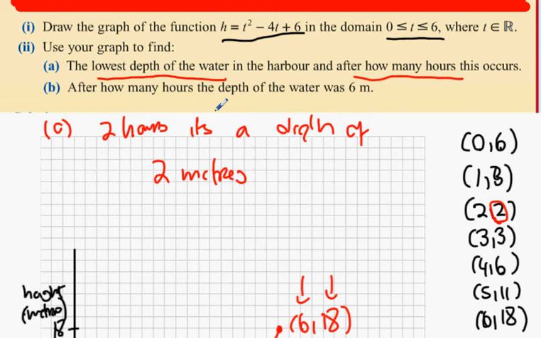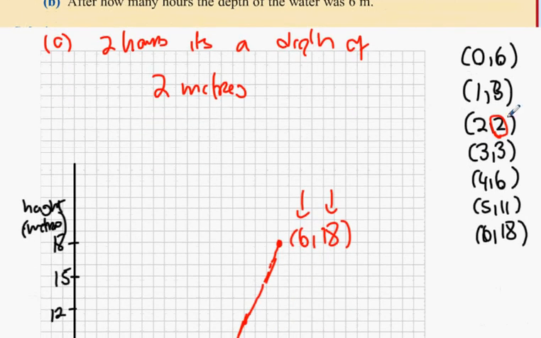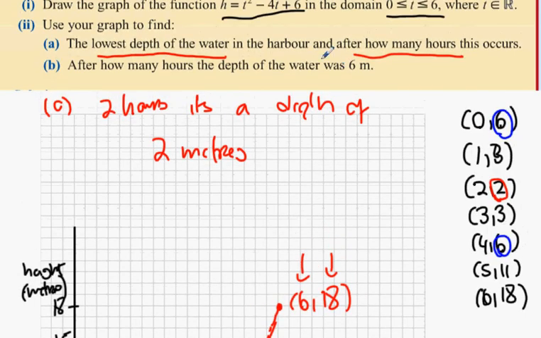After how many hours was the depth of the water 6 meters? 6 meters, we can see it here, can't we? It was 6 meters here and here. 0 and 4. So it was 4 hours. After 4 hours, so you can say 0 hours or 4 hours.